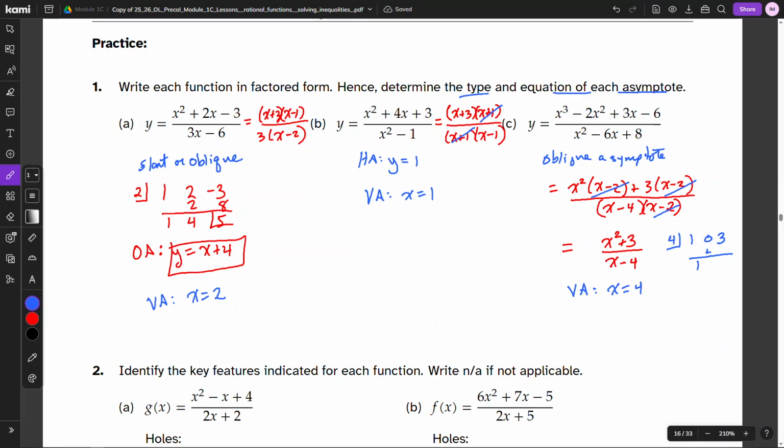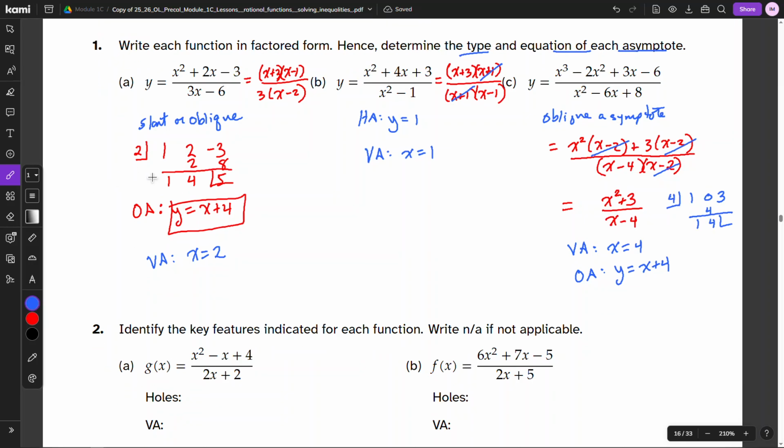And with that synthetic division, I really don't care about the remainder. I know that the oblique asymptote will be y equals x plus 4 for this one as well. So this particular graph will have a hole. It'll behave like the graph of x squared plus 3 over x minus 4, oblique asymptote of y equals x plus 4, vertical asymptote of x equals 4. So it's pretty straightforward. Factored form helps out a lot.